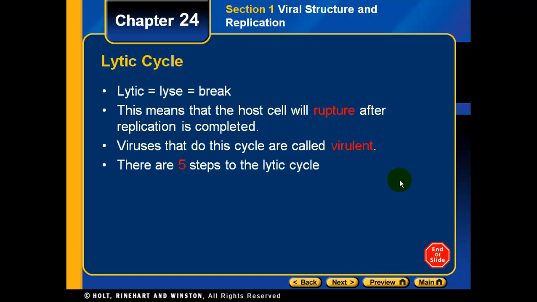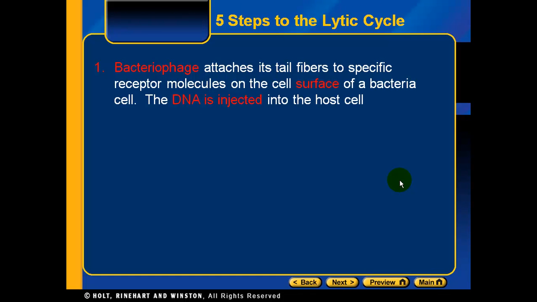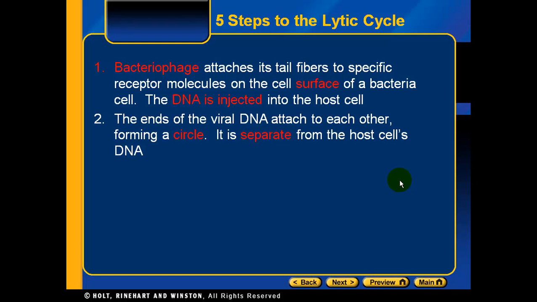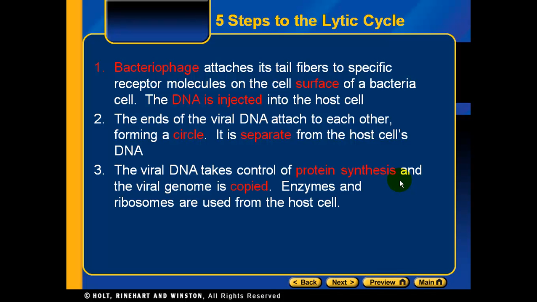There are 5 steps to the lytic cycle. Step number 1. The bacteriophage is going to attach its tail fibers to specific receptor molecules on the cell surface of a bacterial cell. So basically, step number 1 is attachment. Number 2, the DNA will then be injected into the host cell. The ends of the viral DNA attach to each other, forming a circle. It is separate from the host cell's DNA.